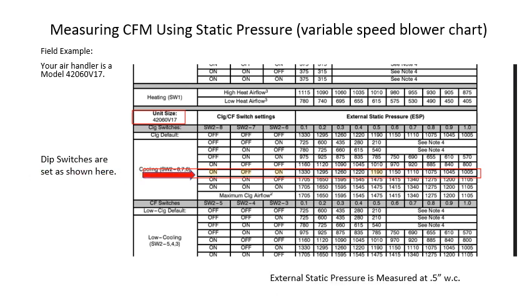So our external static pressure that we measure, which is adding our return static pressure and our supply static pressure together, is 0.5 inches of water column. So what's our CFM? It's 1,190 CFM according to this chart.